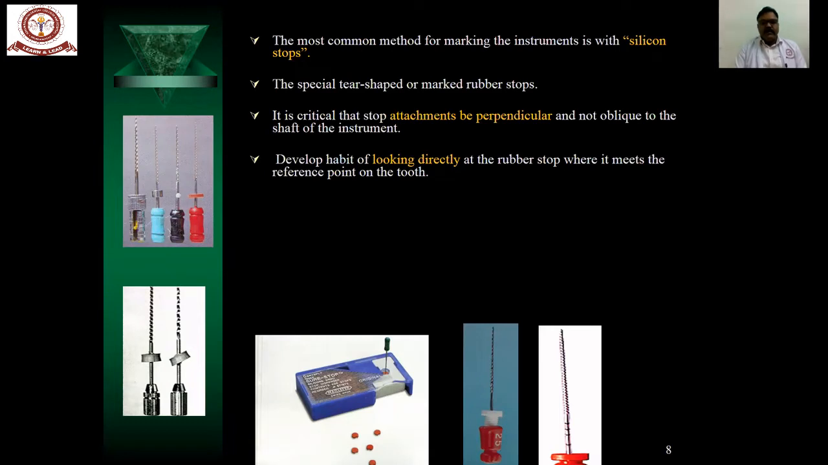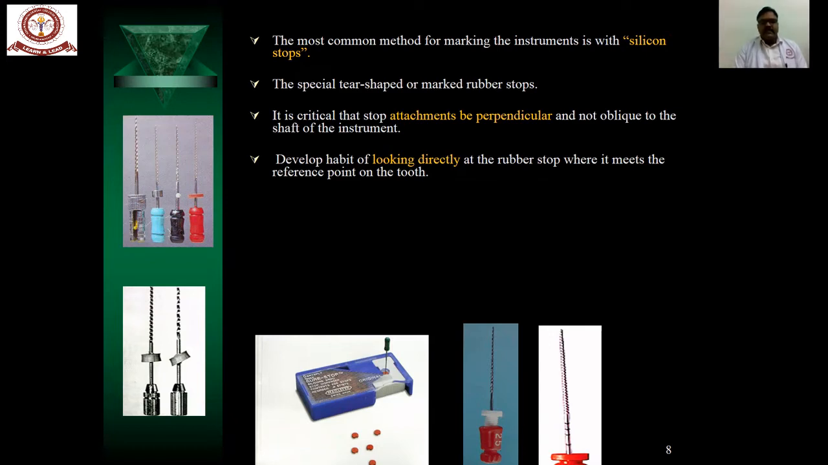So the most common method for measuring the working length or marking the coronal reference point is with silicon stops. These stops are special teardrop shaped or marked rubber stops. You can see them in the pictures. These are silicon stops which are used to mark the coronal reference point.